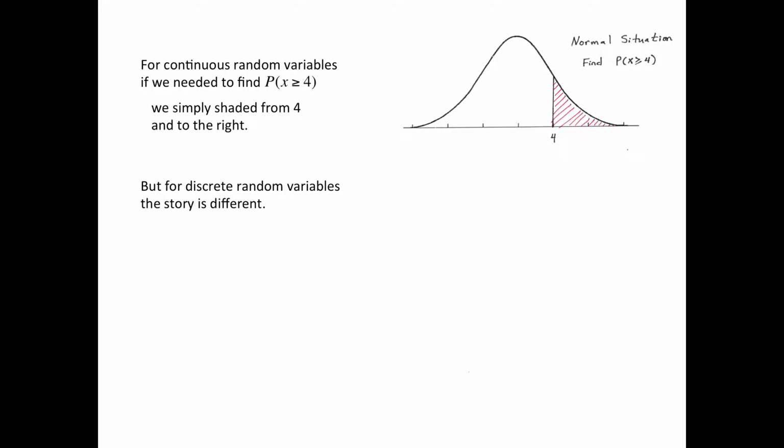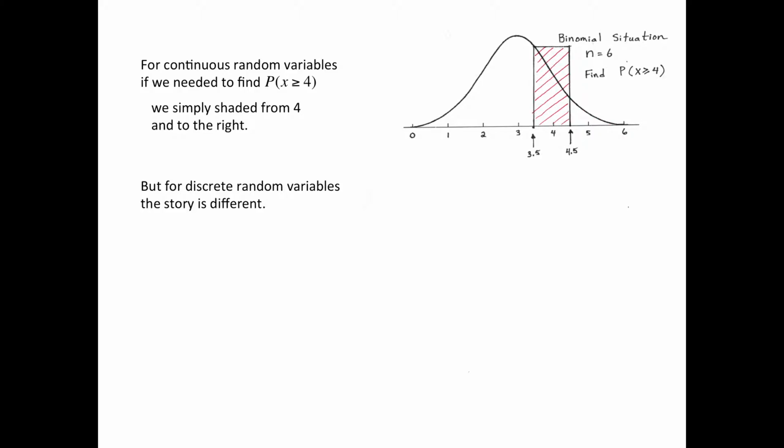But for discrete random variables, the story is different. Discrete means it's taking on countable values, like how many shoes a person owns: 1, 2, 3, 4, etc. So take a look at this. Over here, here are the possibilities. They don't own any shoes, or there's 1, 2, 3, 4, 5, or 6 shoes. So for this fourth shoe, what's the probability a person owns exactly 4 shoes?